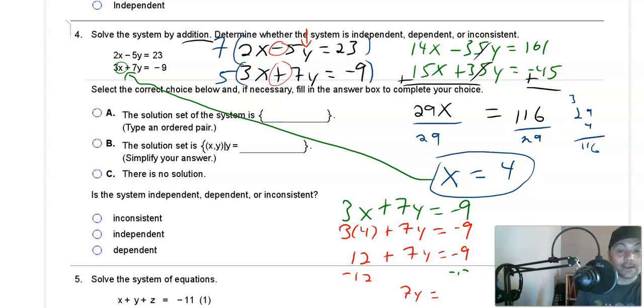All right, so this should be minus 12. And then when I subtract, I get negative 21, right? And then I divide by 7 on both sides.